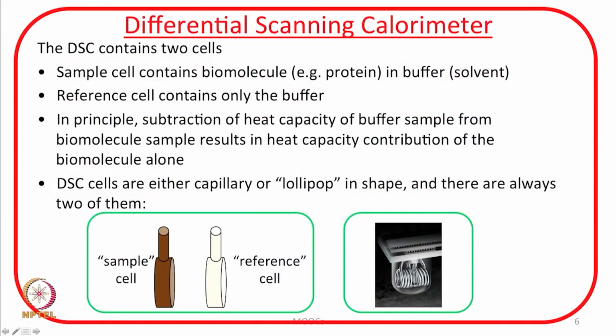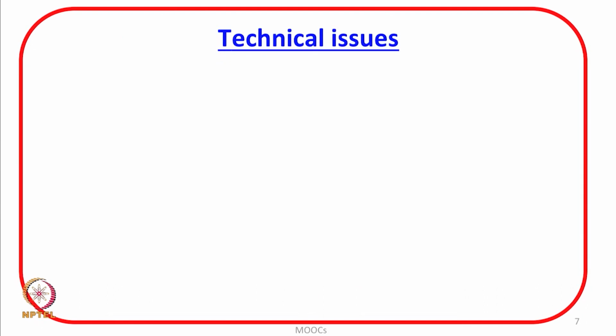And the next, DSC cells are either capillary type or lollipop in shape, and we will discuss later on why, and which design is better. But in addition to this, there are some technical issues. For example, cell geometry is important.